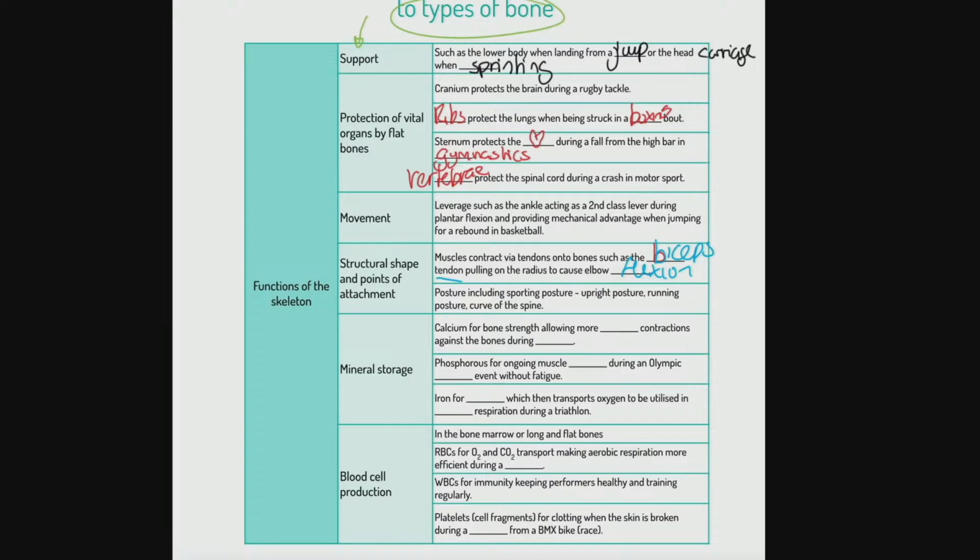Let's keep going. We're going to look here at posture, including sporting posture, upright posture, running posture, curve of the spine. These are, of course, all human features and lead to certain aesthetics in sport.